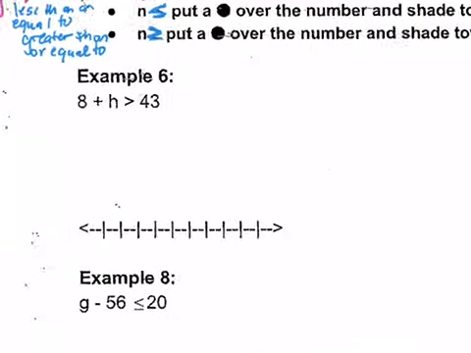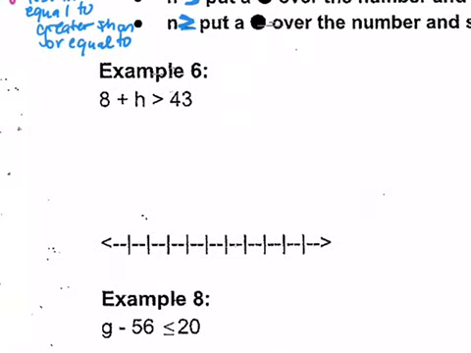So let's look at example 6 and we'll look at graphing it. So example 6, I have 8 plus h is greater than 43. So first thing I notice, all my numbers are positive. So I'm not going to flip the sign. So don't flip.